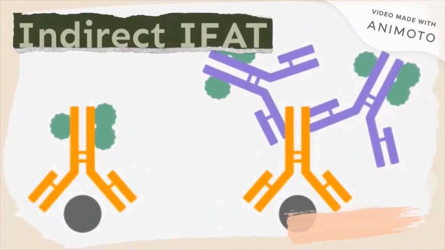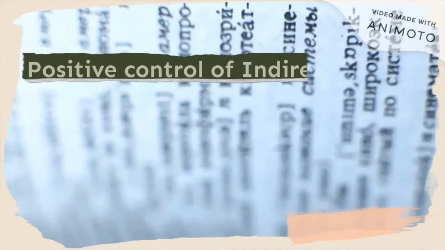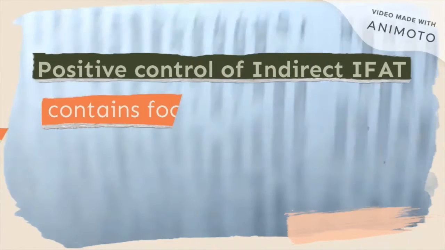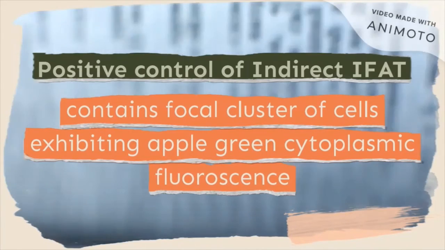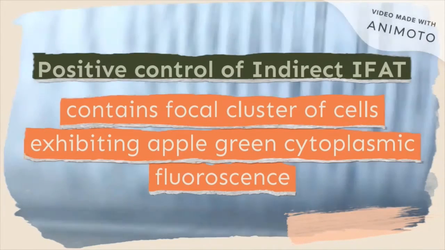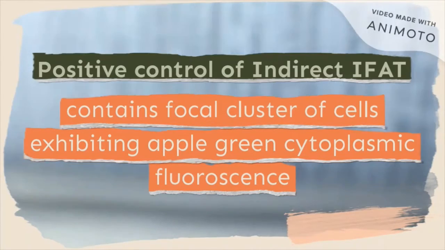The positive control is important as it is crucial to determine whether something went wrong during the staining process. It can be any tissue or cells where the protein of interest is known to be expressed in abundance. Positive controls should display staining. This means that the focal cluster of cells should exhibit apple-green cytoplasmic fluorescence when observed.